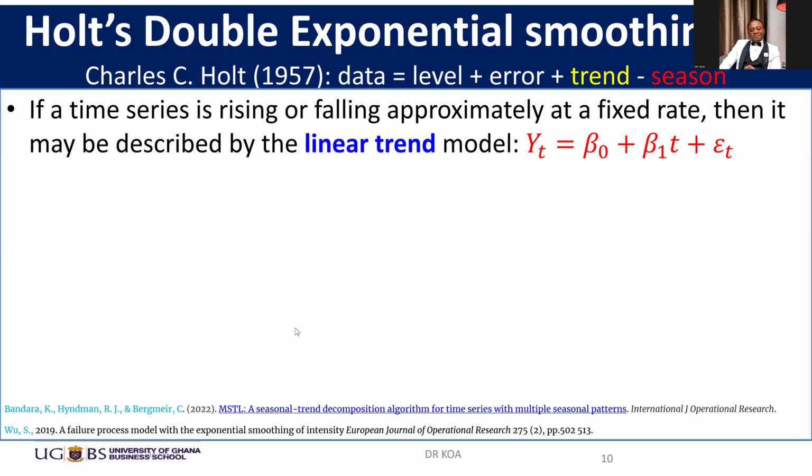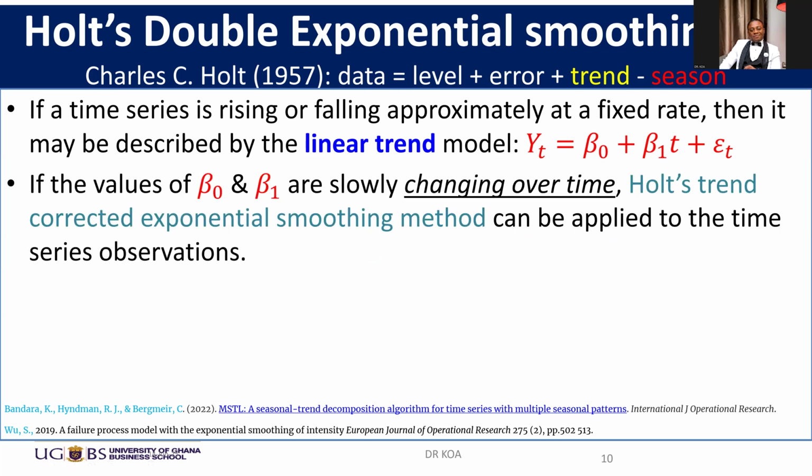Okay. Now, I want you to pay attention and look at the values of beta naught and beta 1. If those values are slowly changing, then Professor Holt comes into the picture and changes the usual exponential smoothing method that we know.